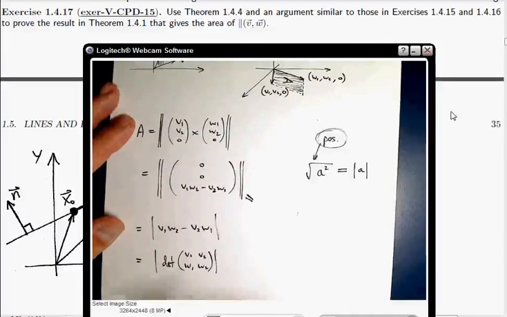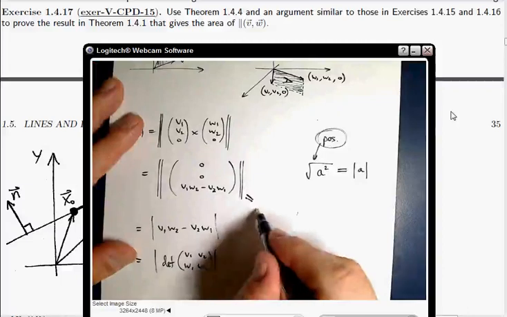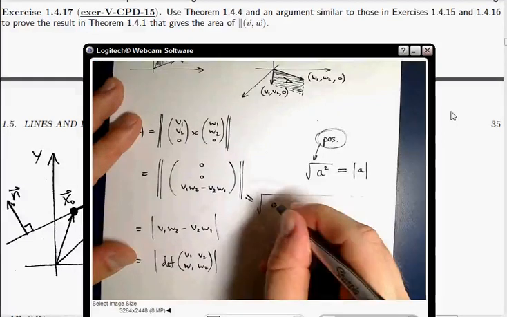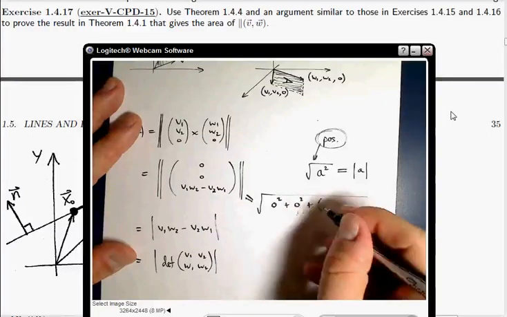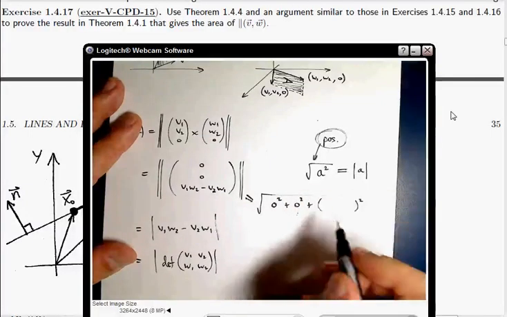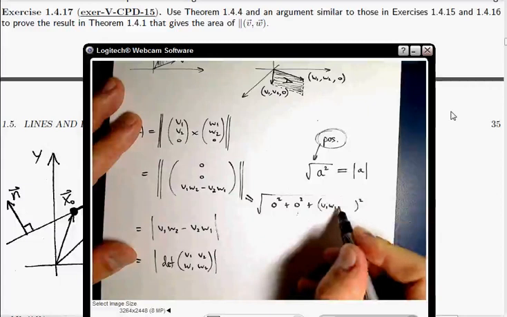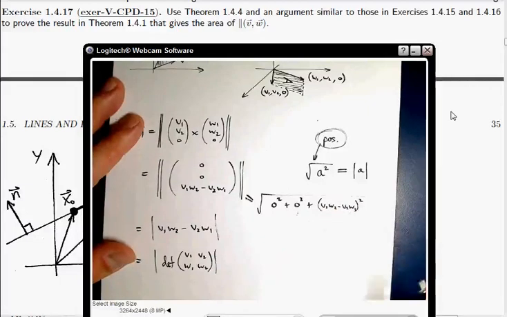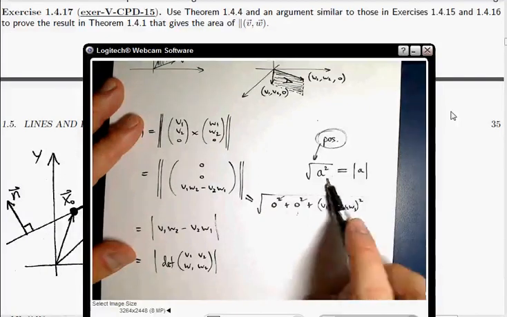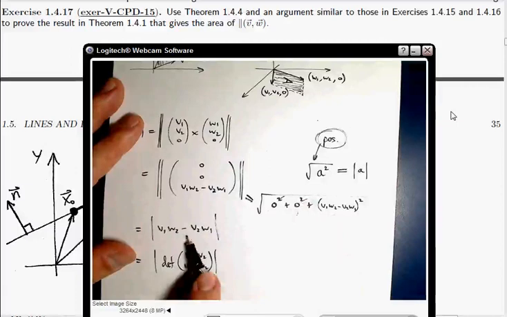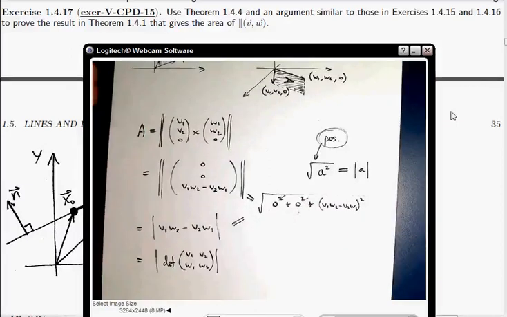I sort of skipped a step. Let me fill in the blank. This is the square root of 0 squared plus 0 squared plus this stuff in there squared. This is V1 W2 minus V2 W1. So of course that goes away, that goes away. I have the square root of the square of something, which is the absolute value of that thing. Is everybody good?